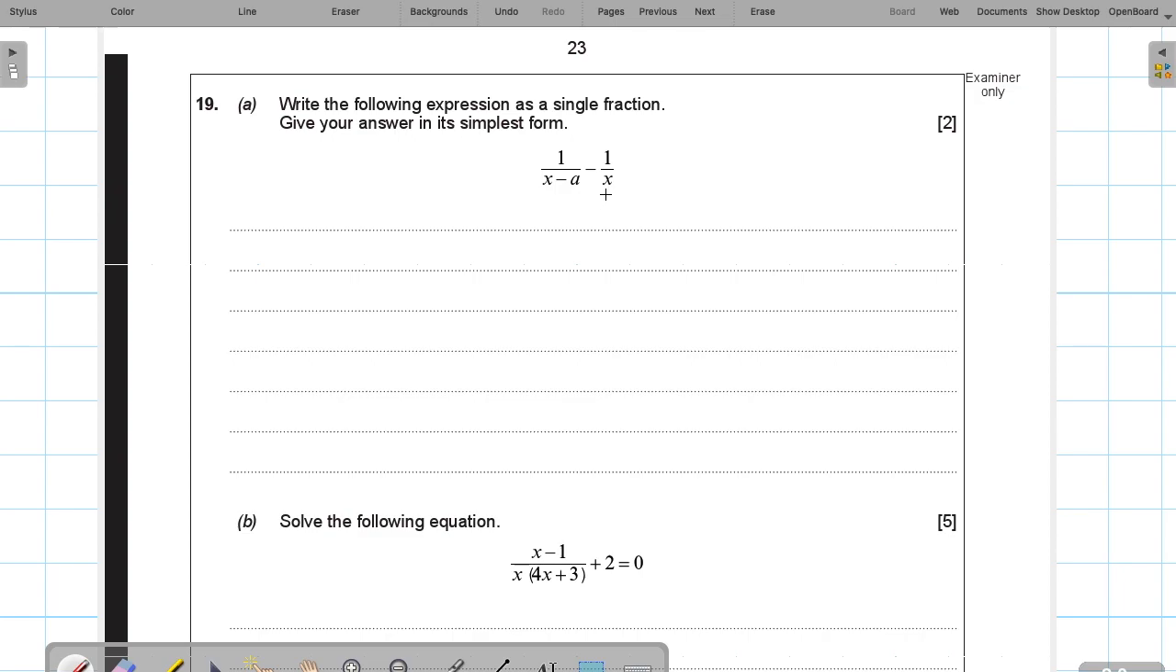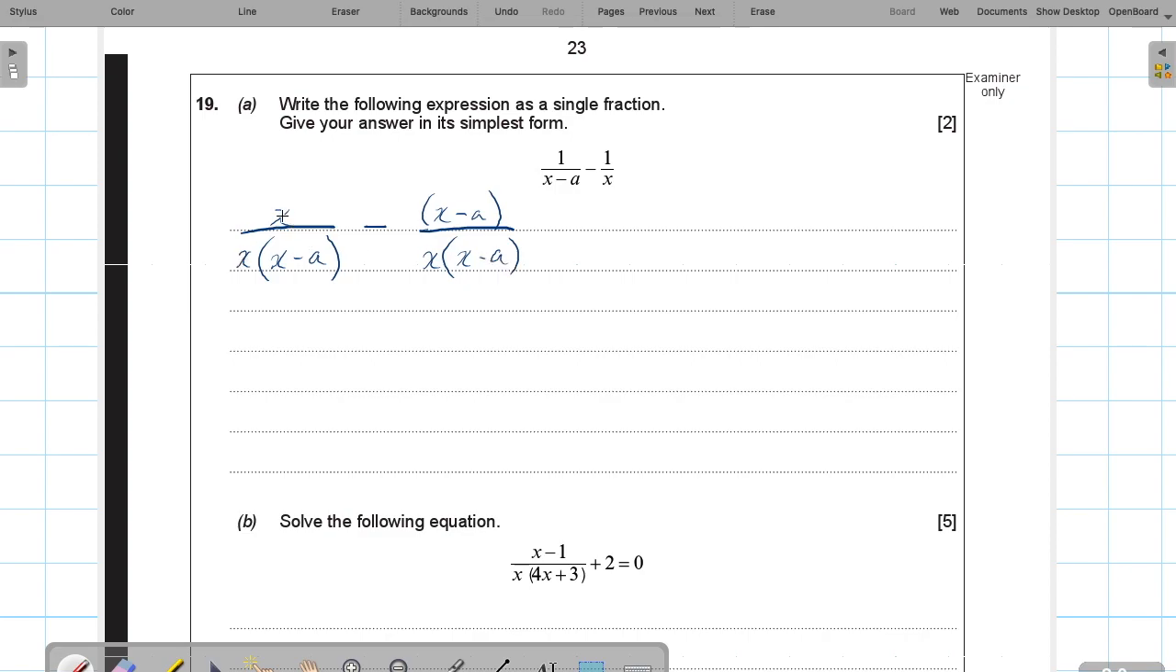So what I'll do here is I like to sort of imagine you're timesing across. I'll show you what I mean by that. If you times top and bottom of 1 over x minus a by x, you get x over x minus a. And if you times top and bottom of this part by x minus a, you get 1 times x minus a, which is just x minus a, over x minus a.